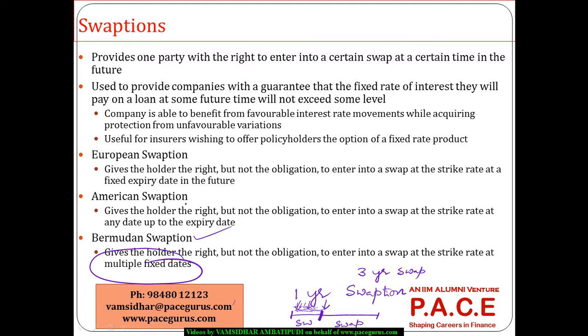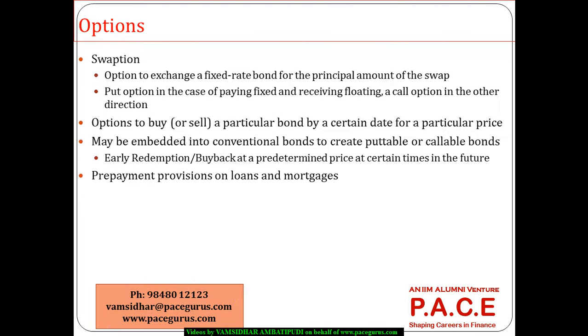Just like the options, even in the option world, these 3 kinds of options exist. The same thing goes with respect to the swaptions as well. Now, another important thing that plays an important role here, options. We have already talked about the swaption, which uses the concept of option very heavily, right? Or I can visualize the swaption as an option to exchange a fixed rate bond. One party is giving a fixed rate bond for the principal amount of the swap.